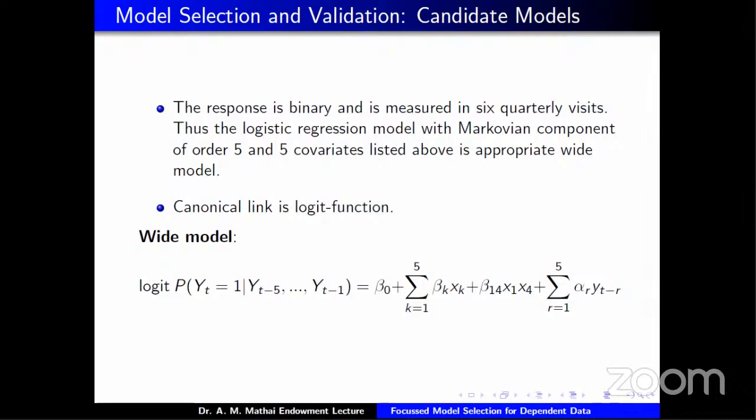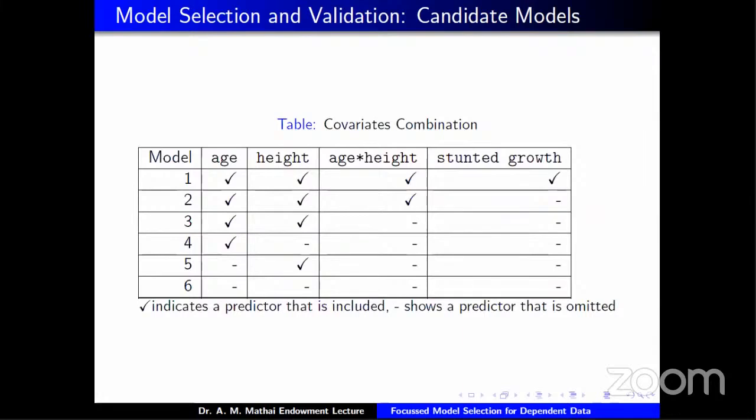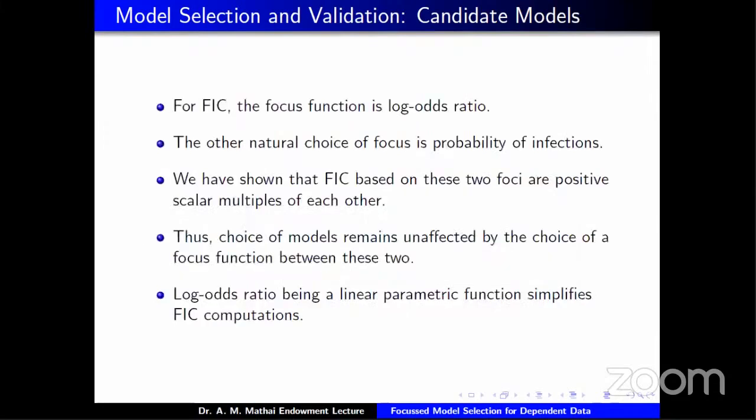So you can see these are the betas. Of course, there is a multiplicative effect here, and this is the model that we have. We have to be careful, because in this context we need to make sure that the assumptions of stationarity of the response process and time invariance of coefficients are seen to be true. Then we separated this for the boys and the girls, and tried to see what kind of models. The covariate combination indicates the predictor that is included or omitted. So this is model selection and validation for the candidate models.